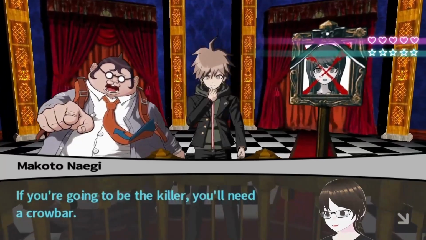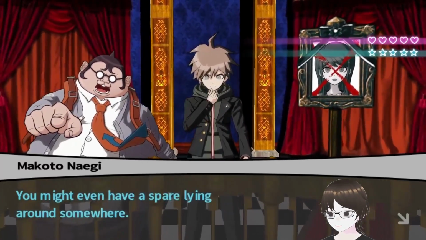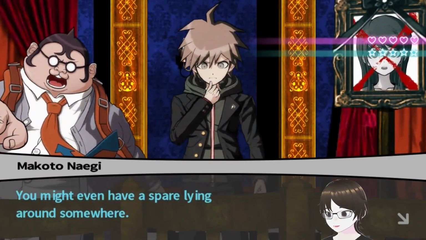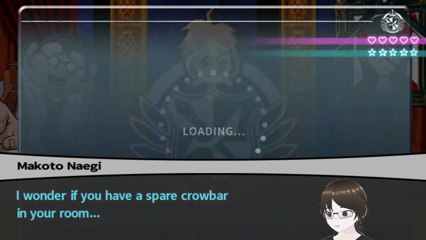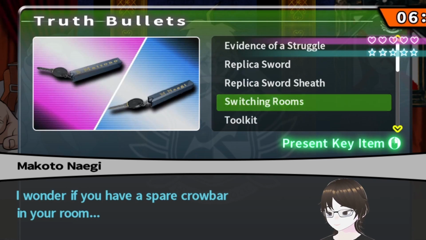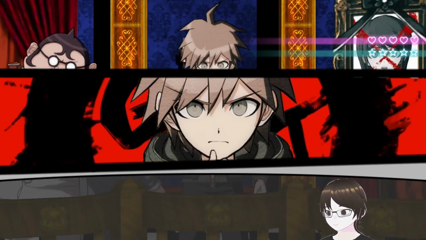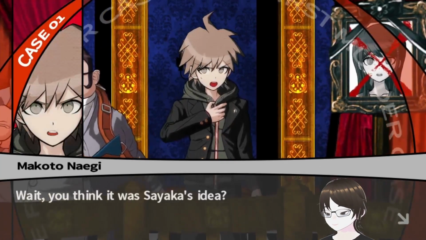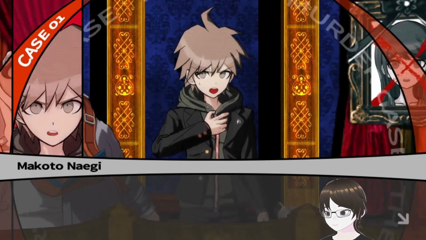If you're going to be the killer, you'll need a crowbar. You might even have a spare lying around somewhere. I wonder if you have a spare crowbar in your room. Would they? I mean, I guess if they grabbed the crowbar from the toolkit in Makoto's room. I got it! Wait, you think it was Sayaka's idea?